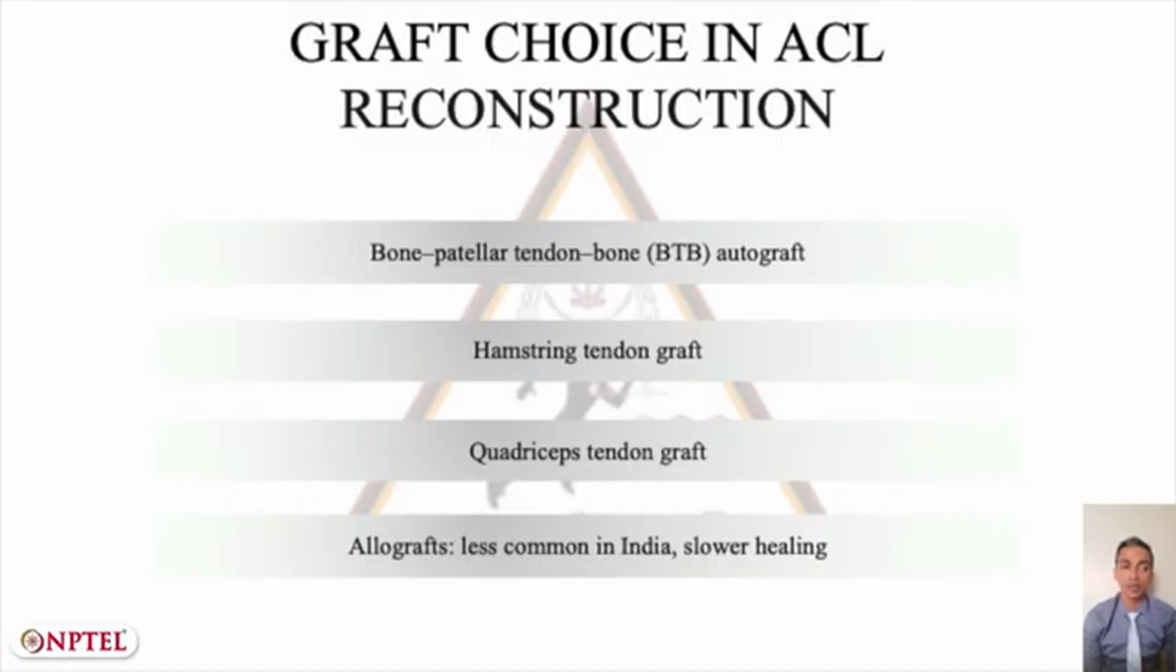Hamstring grafts are popular but may lead to hamstring weakness. Quadriceps tendon grafts are increasingly used, offering a balance between strength and morbidity. Allografts heal slower. They are less commonly used in India. The healing of allografts is relatively slower than the other grafts mentioned, and hence these differences dictate when and how we progress with rehab exercises.